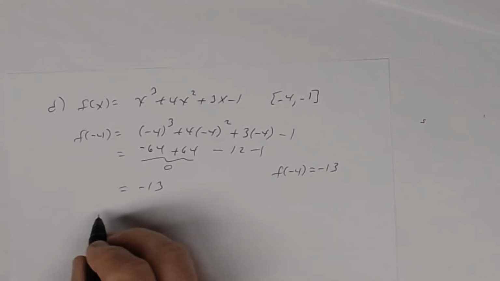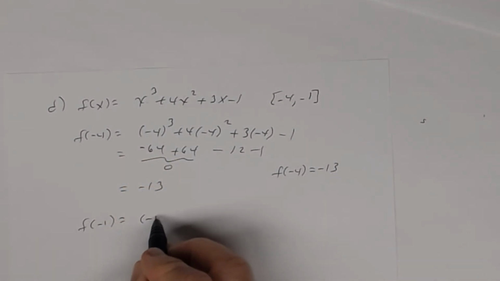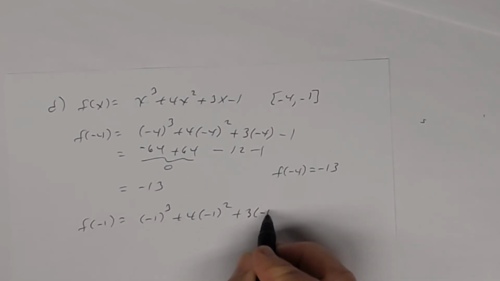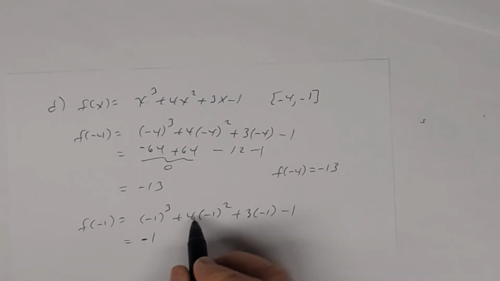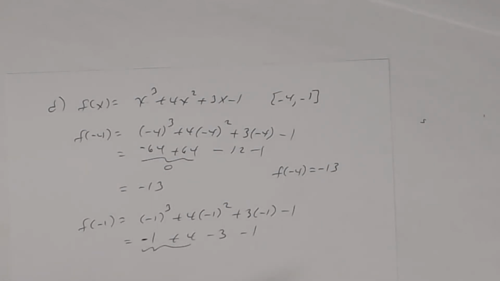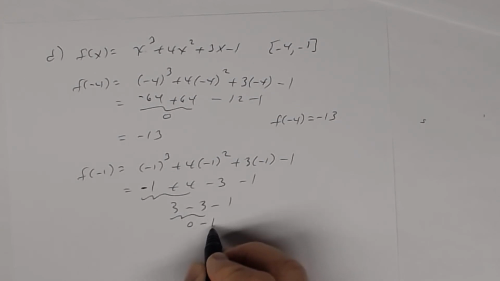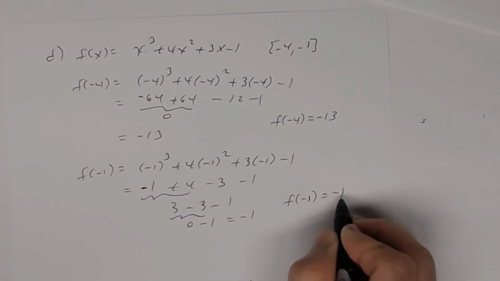Now let's find f of negative 1. So for f of negative 1, wherever we see the variable x, I'm going to substitute negative 1. So you get negative 1 cubed plus 4 times negative 1 squared plus 3 times negative 1 minus 1. Well, negative 1 cubed is a negative 1. Negative 1 squared is 1. 1 times 4 is 4. 3 times negative 1 is a negative 3, and then minus 1. Negative 1 plus 4 is 3. 3 minus 3 minus 1. 3 minus 3 is 0. Subtract 1 is a negative 1. So f of negative 1 is negative 1.